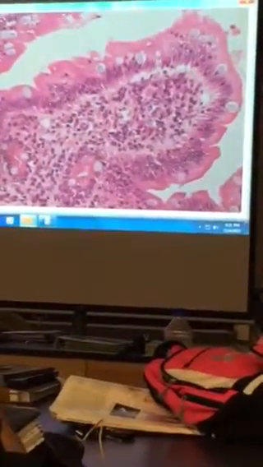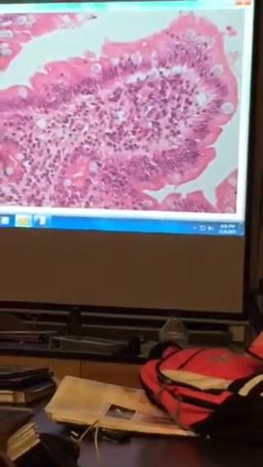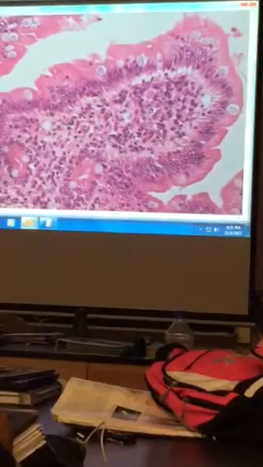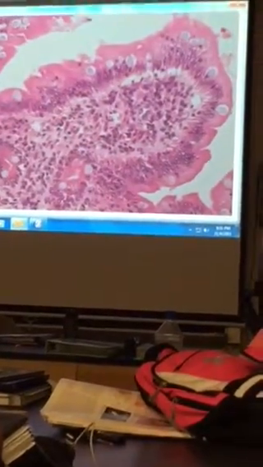You've got microvilli along the edge. All of the small intestine is going to have microvilli. They're all going to have simple columnar epithelium. All the parts of the small intestine are going to have goblet cells.